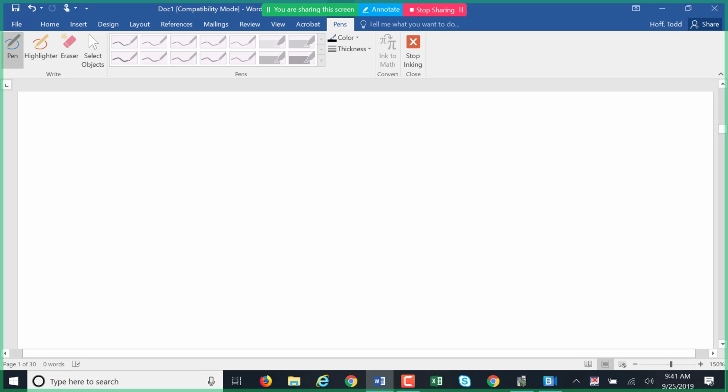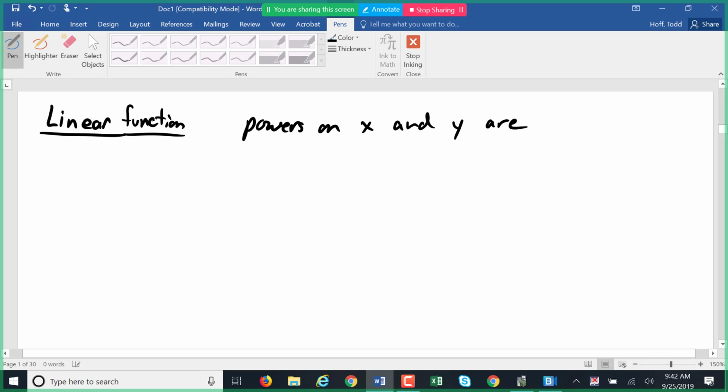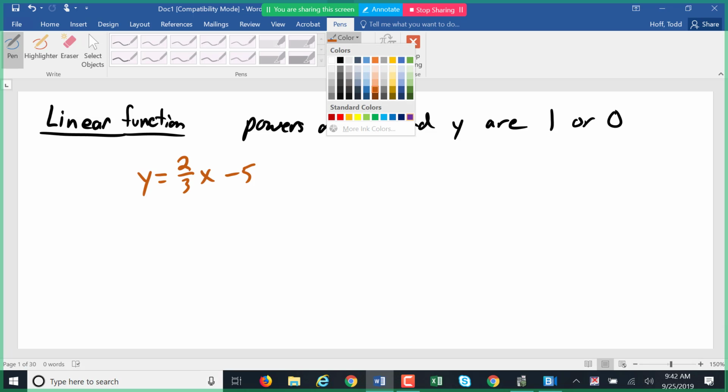We've talked about functions, and we've talked about linear functions. In linear functions, the powers on x and y are either 1 or 0. Well, the 1 makes sense. We had y equals 2/3 x minus 5. Both of those have a power of 1. Well, where does the power of 0 come into it?